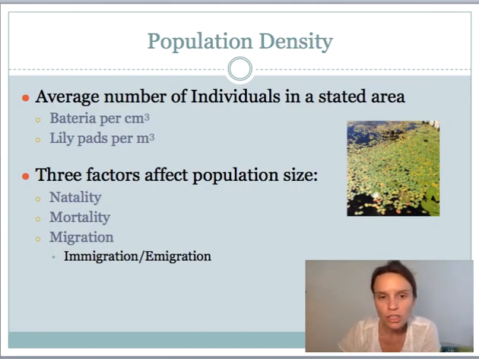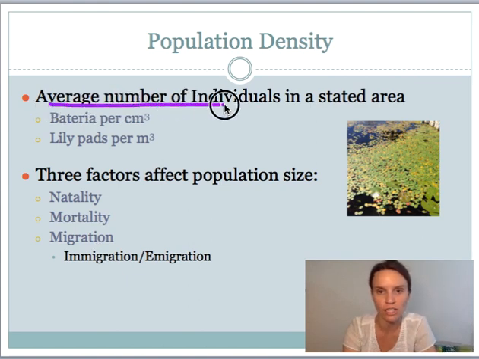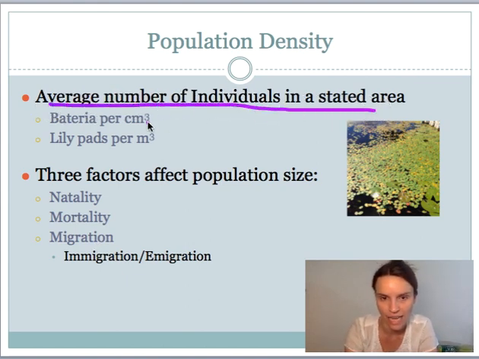Some other terminology that you should be familiar with is how we measure population density, or the average number of individuals that are living in a stated area at a given time. You can measure that for plants. You can also measure that for animals.